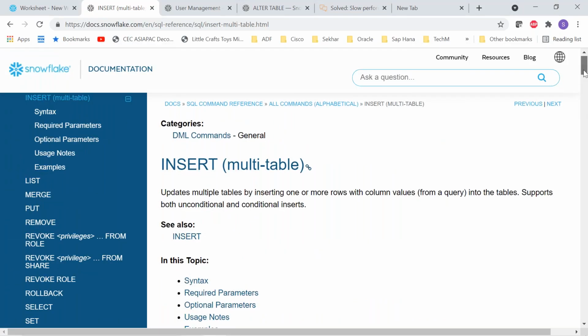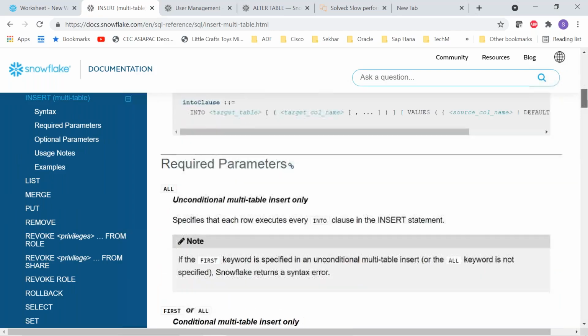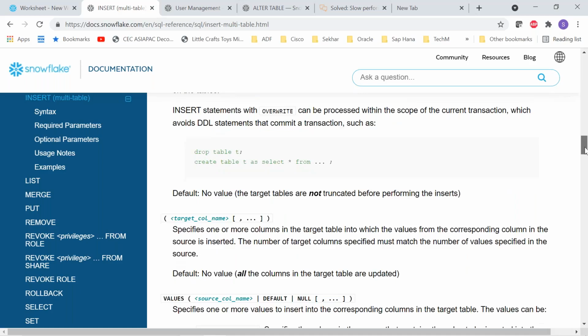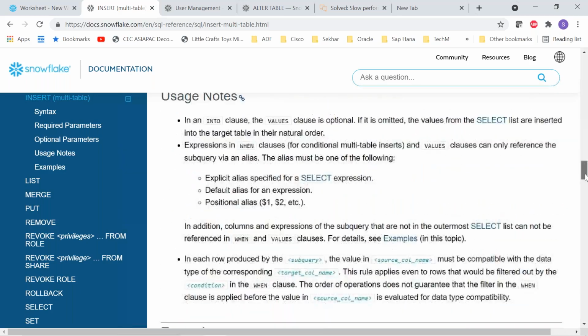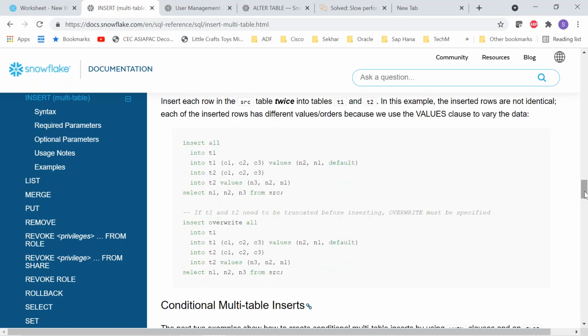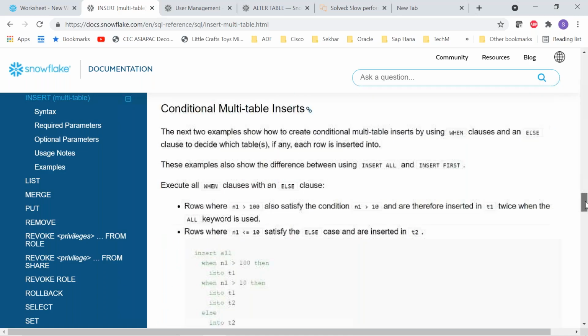Here is an example: INSERT ALL INTO T1 (C1, C2). You are selecting from a different table and inserting some of the columns into one table, all the columns into another table, and all this stuff. INSERT OVERWRITE, right? This is the multi-insert that you are trying to do. And you also have conditional multi-insert.